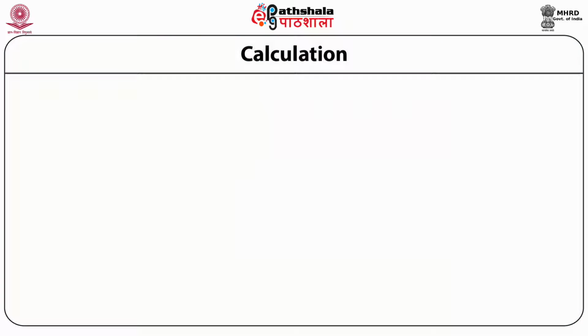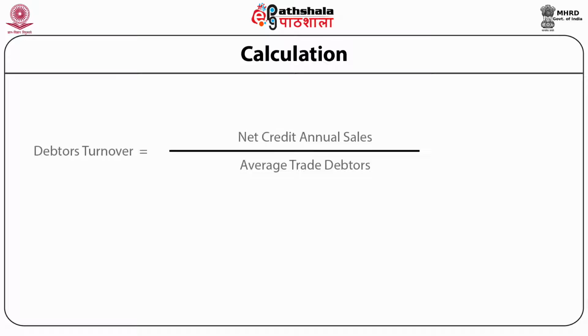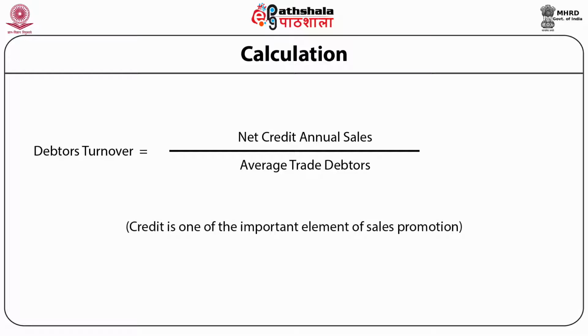Thus, debtors turnover ratio can be calculated by using the following formula. Debtors turnover ratio is calculated by dividing net credit annual sales by average trade debtors. Credit is one of the important elements of sales promotion. We calculate average trade debtors by adding opening trade debtors with closing debtors divided by 2.